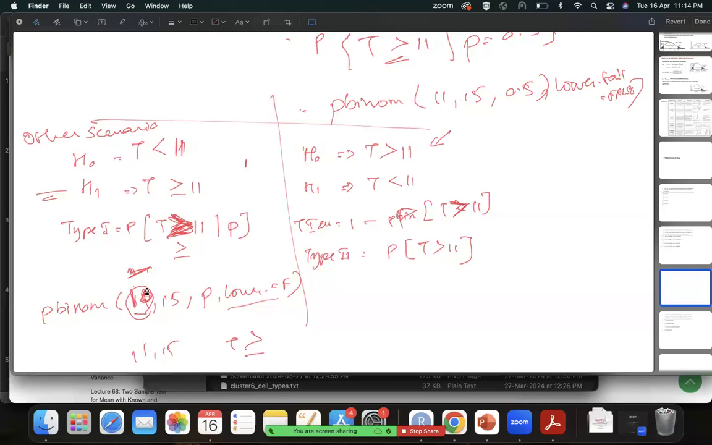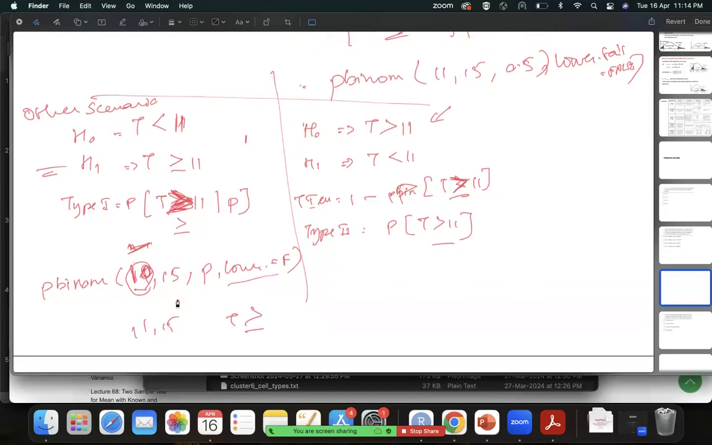But you understood, right? Why we are doing this 1 minus, and when we are writing lower tail false.